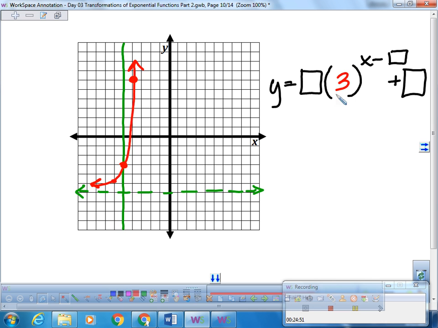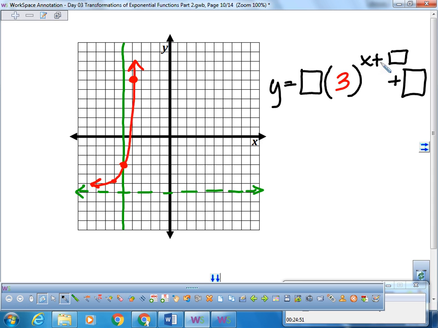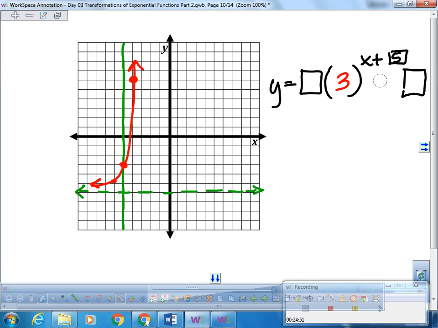1, 2, 3, 4, 5. So I'm going to switch that to a positive 5. And then I went down 1, 2, 3, 4, 5, 6. So that's going to be a negative 6. And then what's my stretch? Instead of going 0, 1, I went up 1, 2, 3.